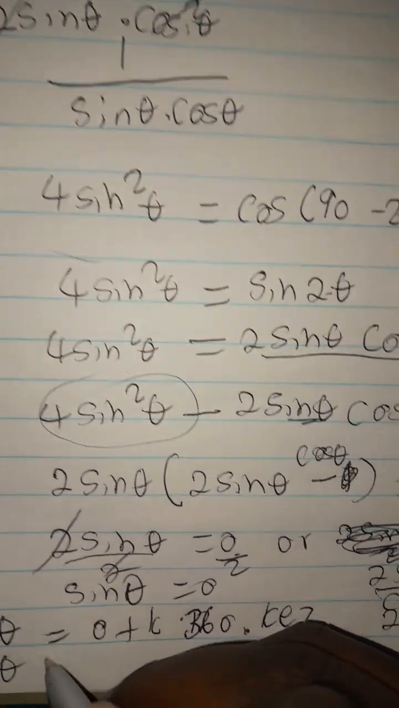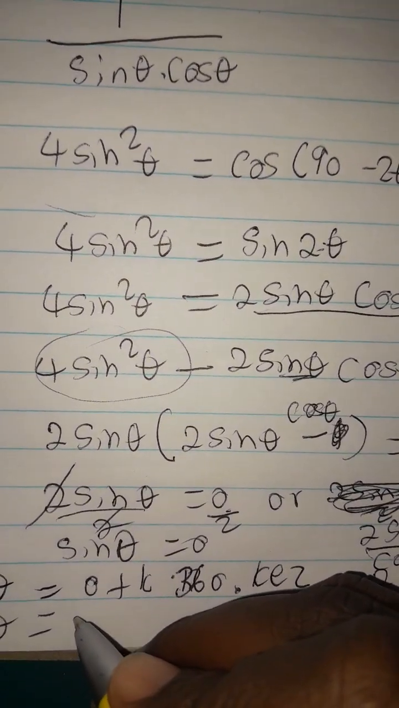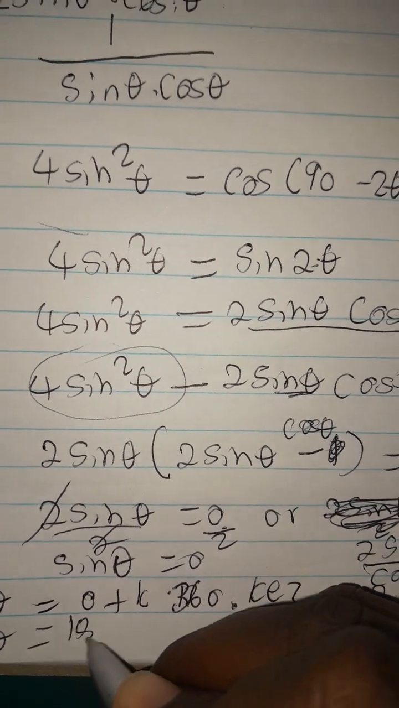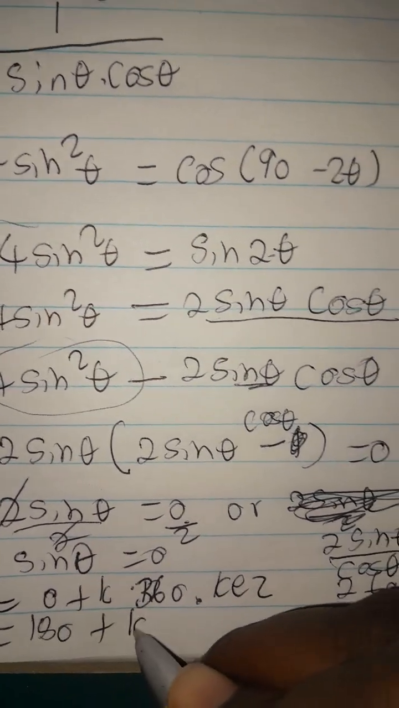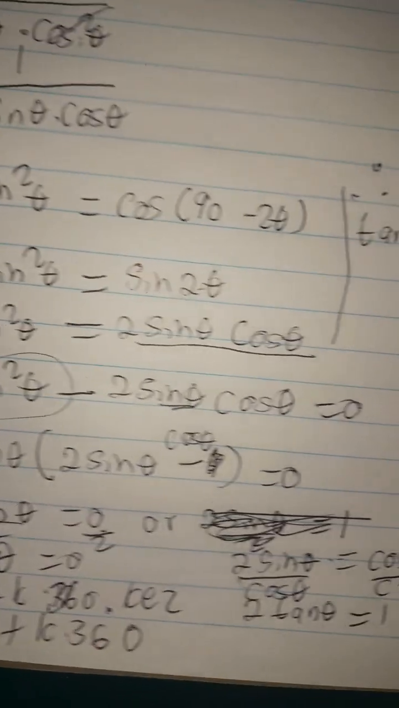So we can also think of the other alternative. This is where sine is positive. So when you say 180 minus the reference angle 0, we're still left with 180 plus k times 360, right? So we'll have 2 solutions here.